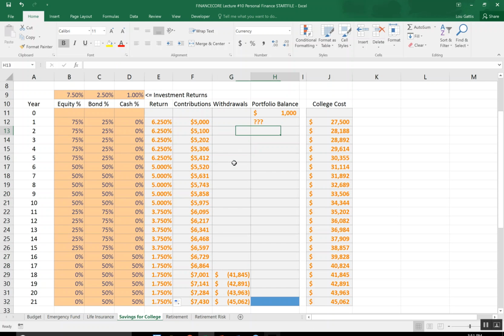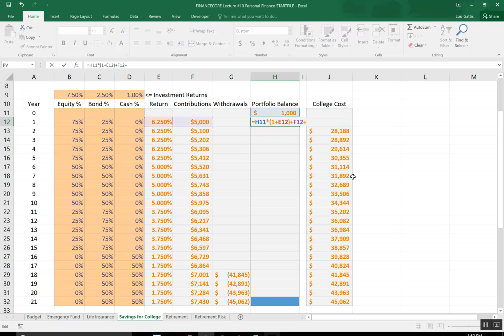So let's see what happens to our portfolio over time. The first year, our portfolio starts at $1,000, and the first year of the child's life is invested in this portfolio here, 75-25-0, earns 6.25%. So that $1,000 is going to be worth $1,000 plus 6.25%, $1,063. But I'm going to assume that these are year-end contributions. On the child's first birthday, you put in $5,000 in that 529 plan. So you have $6,063.